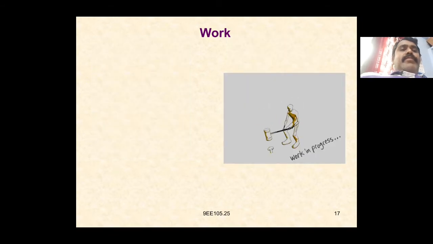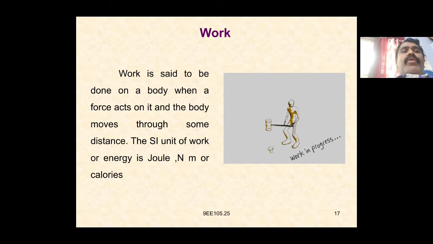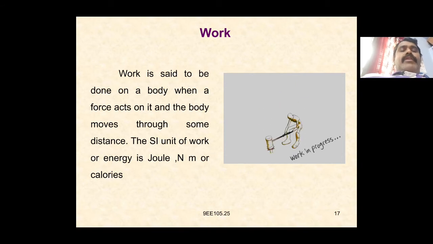Work is nothing but work in progress. Work is some work being done, where the force acts on the body to move the body through some distance. That is the mechanical work. Work is said to be done on a body when the force acts on it and the body moves through some distance. The SI unit of work or energy is joules, Newton meters or calories. Work is indicated by W, measured in joules, Newton meters or calories.